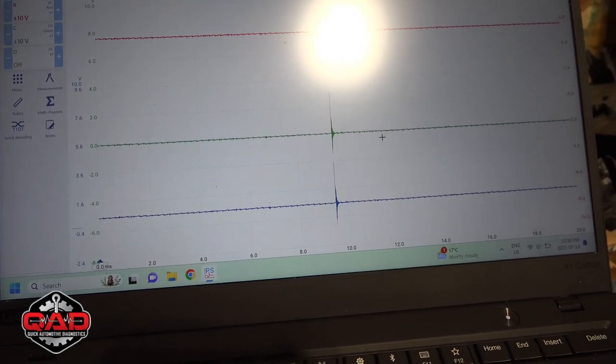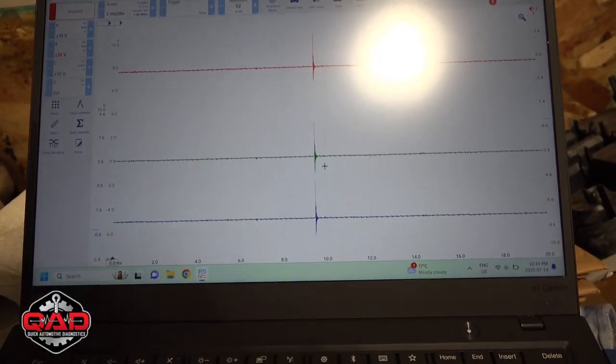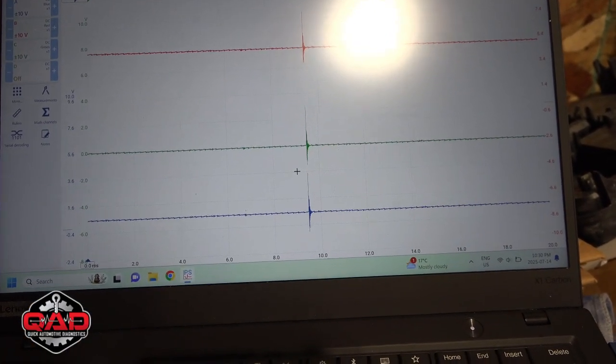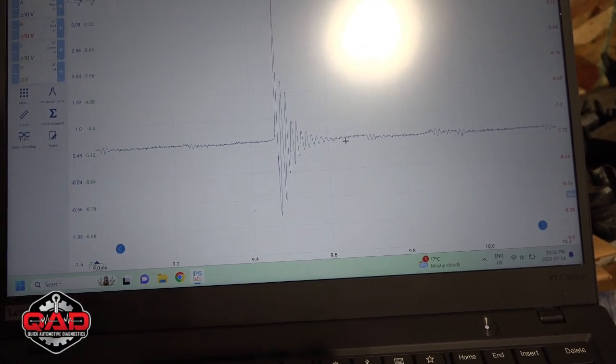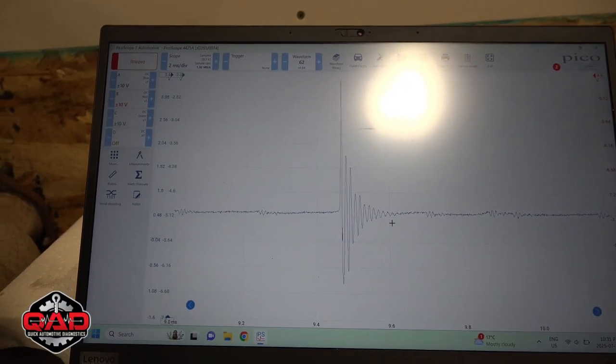Okay, let's see. The ground also is sparking. Something is really sparking there so bad. My signal also is spiky. Look at my signal. Look at that. That's very weird.